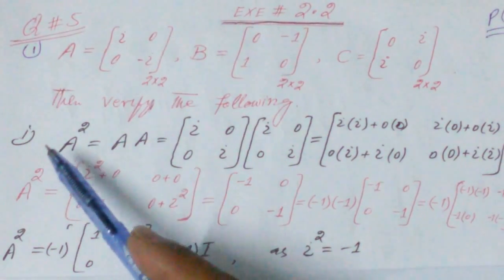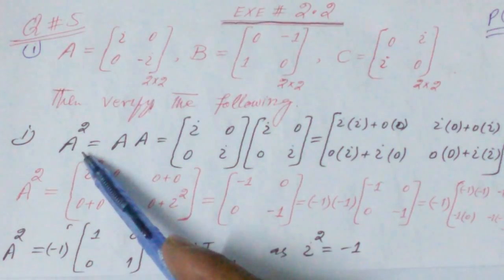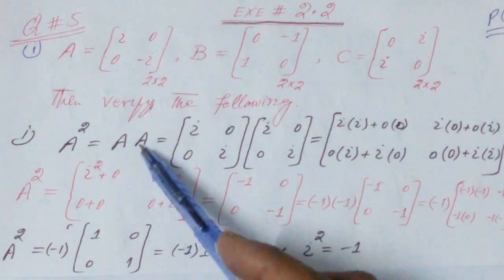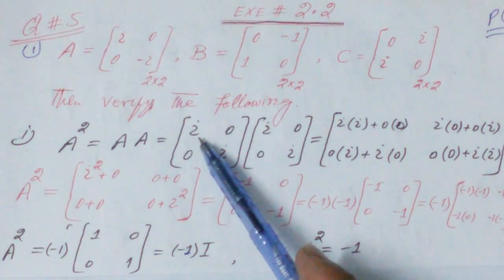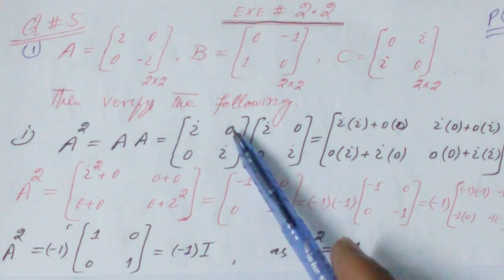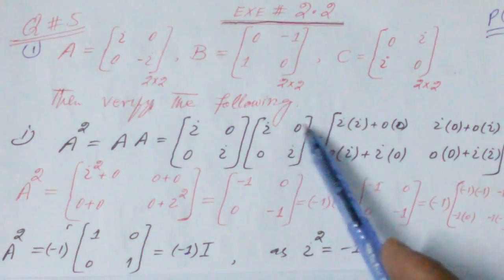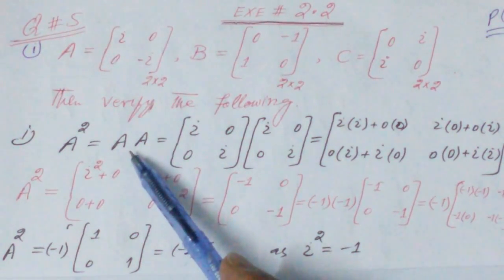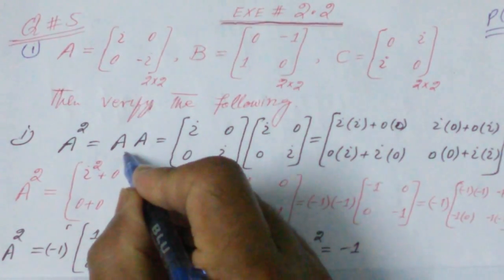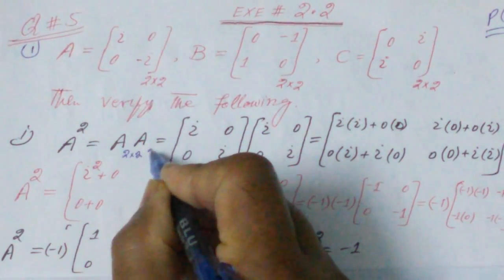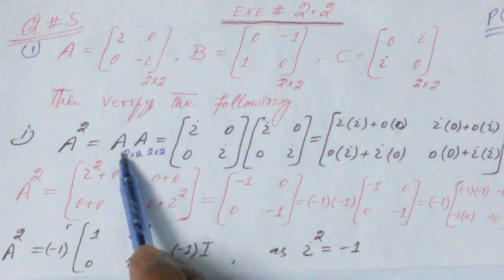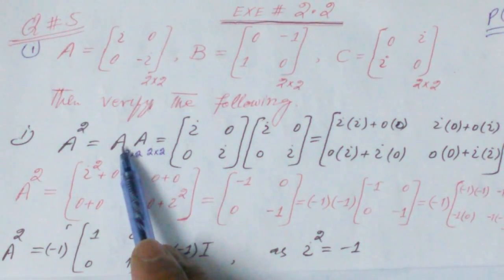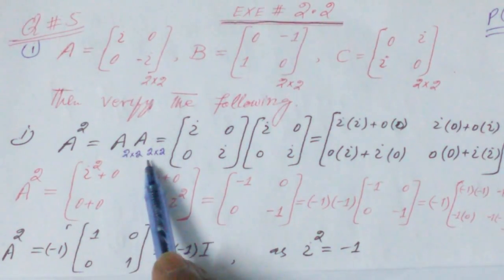First, we have to calculate A square. A square is equal to A multiplied by A. The matrix A has elements iota, 0, 0 and iota. The order of matrix A is 2 cross 2. So the condition for multiplication of the matrix A with the matrix A is possible, that is, the columns of the first matrix are equal to the rows of the second matrix.